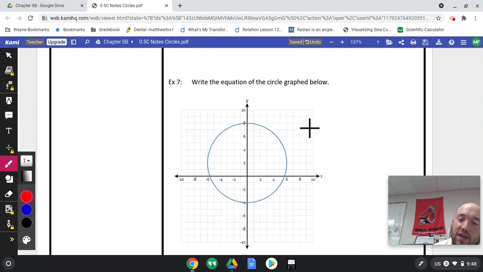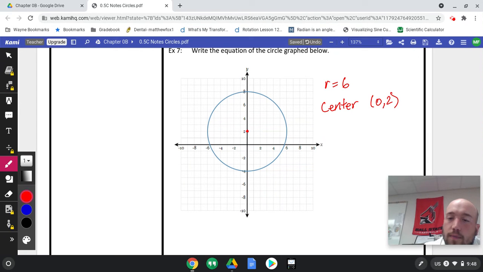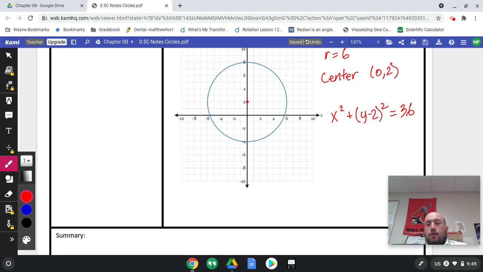All right, one final one. Maybe pause it, take a second to try it on your own. Our center here, 6 away, all 4. So 6 up, 6 down, 6 left, 6 right. You can check it if you want. So our radius is 6. The center occurs at 0, 2. So pretty easy, hopefully. That'll just be x squared plus (y minus 2) squared equals 6 squared, right? R squared, so 36.